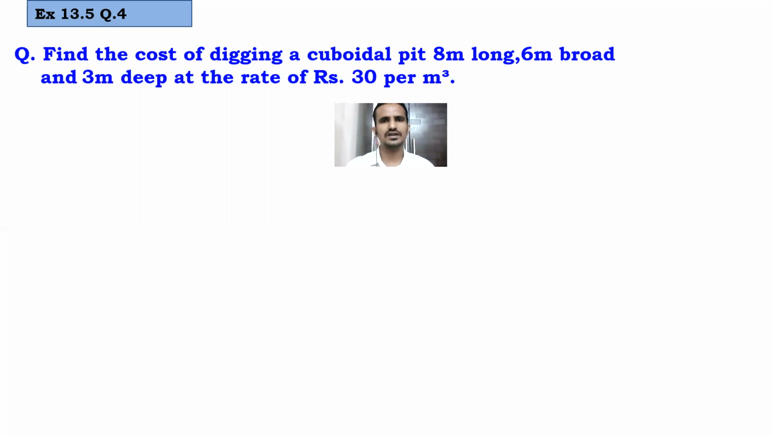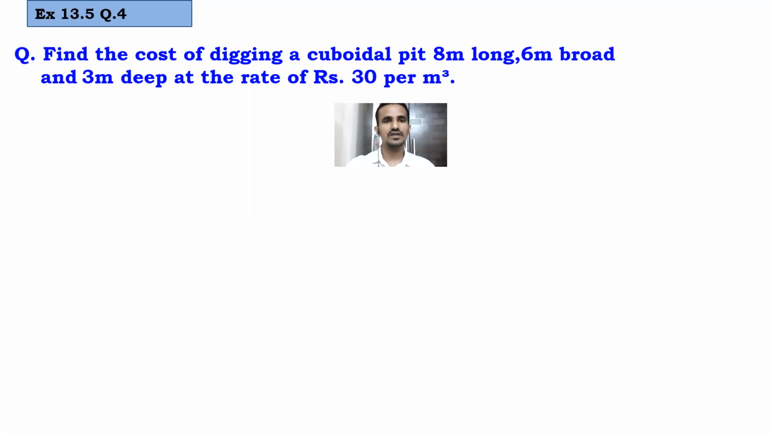So what do you understand from this? To dig a cuboidal pit, which is 8 meter long, 6 meter broad and 3 meter deep. So we can see the length, breadth and height. So it indicates that the pit is a cuboid, and the rate is also given, 30 per meter cube. So what should we calculate in this case? Yes, correctly said by Kaustubh here. We will find the volume.